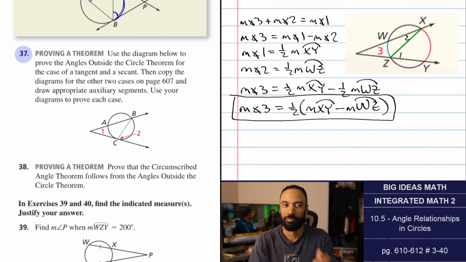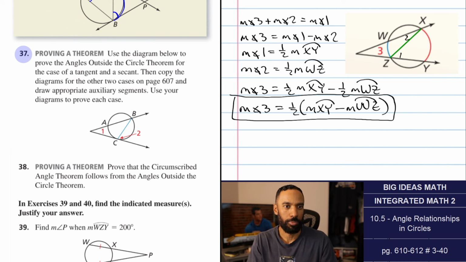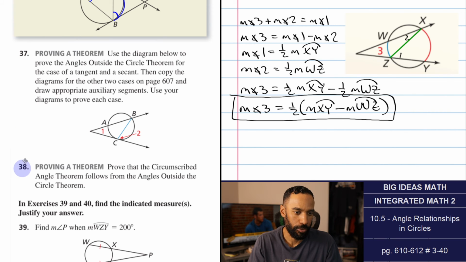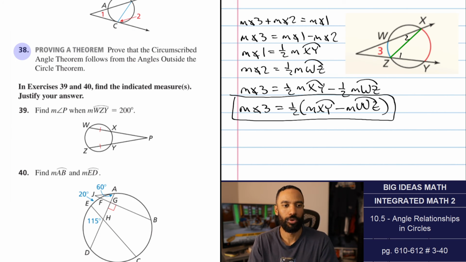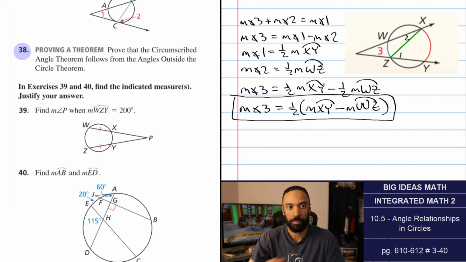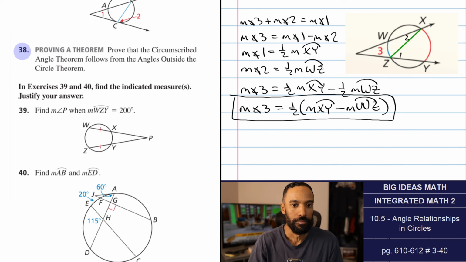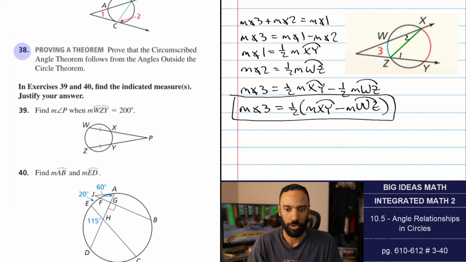Okay. All right, long problem. Let's go to number 38, where there's another proof. Let's see if 39 and 40 are proofs. No, doesn't mean they're going to be easy. Number 38, proving a theorem. Prove the circumscribed angle theorem follows from the angles outside the circle theorem. The circumscribed, oh, that one with the tangent lines.